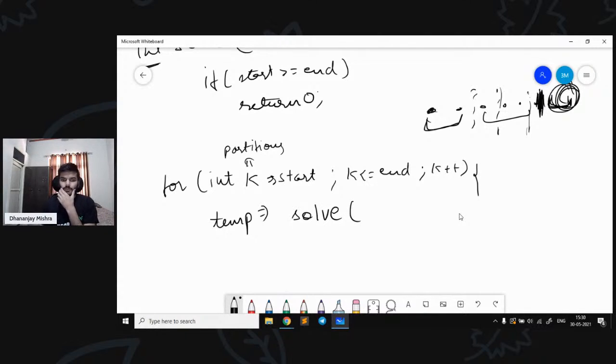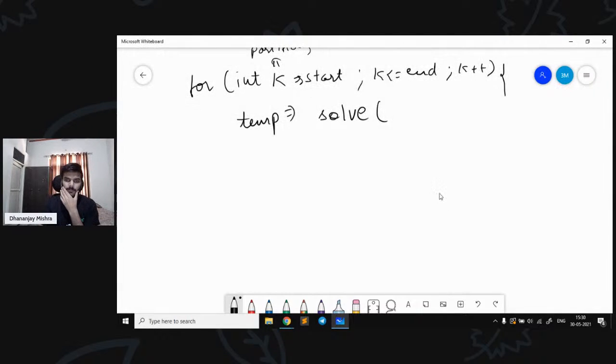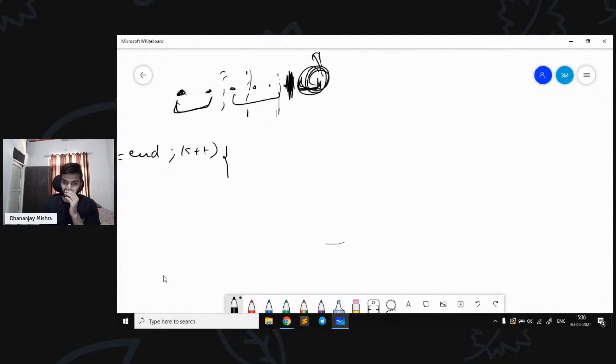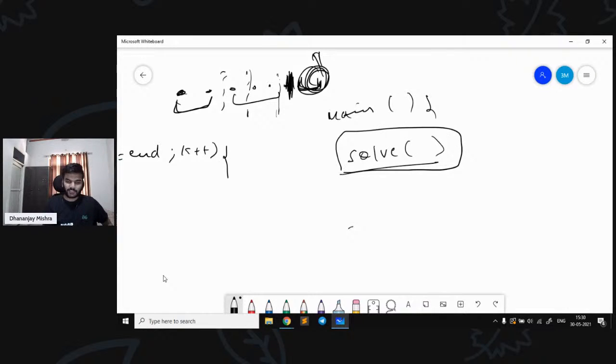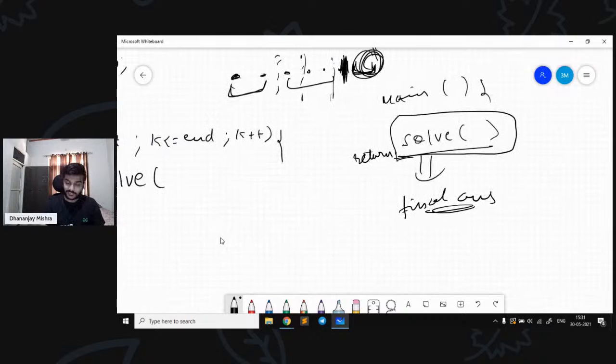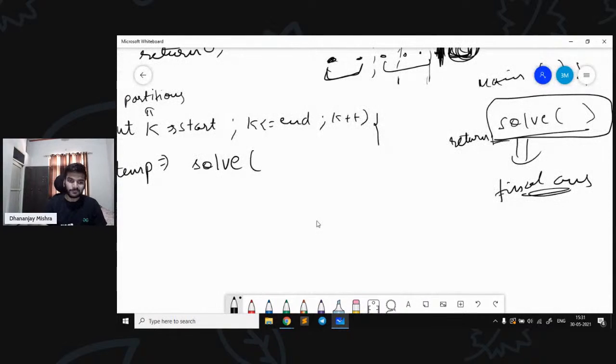So from the main function, if I had a main function, from this main function we call this solve function to calculate our answer. What we are assuming is that this solve function will give us the minimum cost, and we will return the answer we fetch from this solve function. So we are assuming that it will give us the final answer, right? Noticing this is very important.